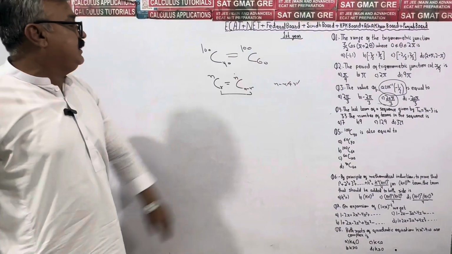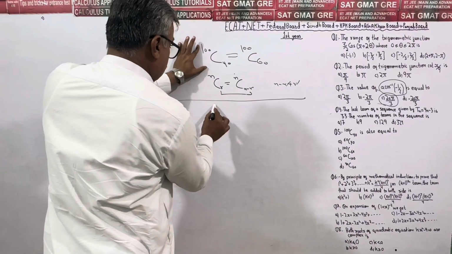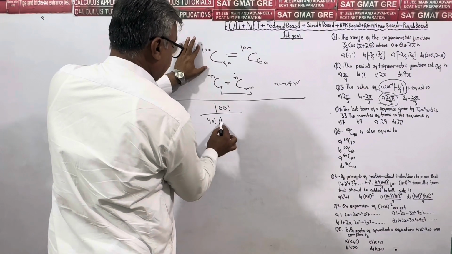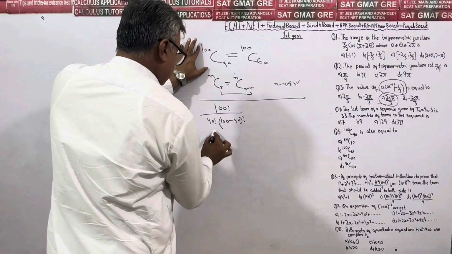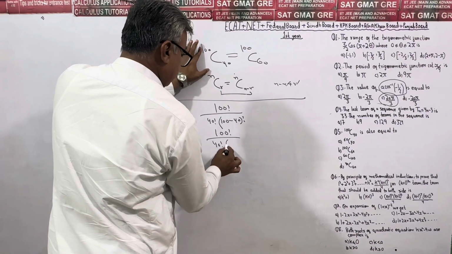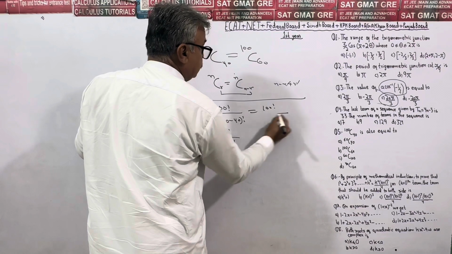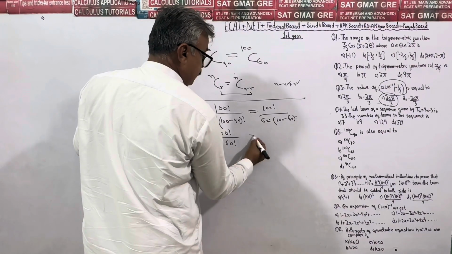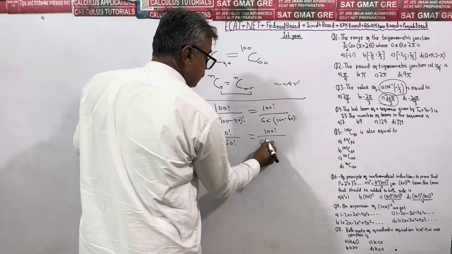One can easily verify without calculating. Let's find out. Expand this: 100 factorial over 40 factorial times (100 minus 40) factorial, which is 100 factorial over 40 factorial times 60 factorial. What about the right hand side? 100 factorial over 60 factorial times (100 minus 60) factorial, which is the same 100 factorial over 60 factorial times 40 factorial.